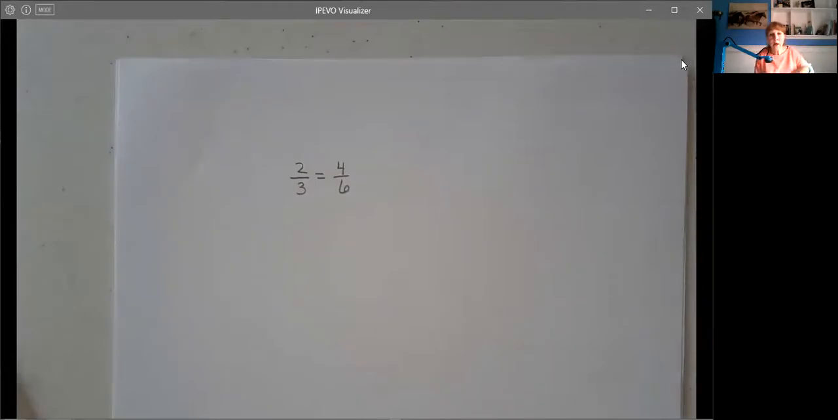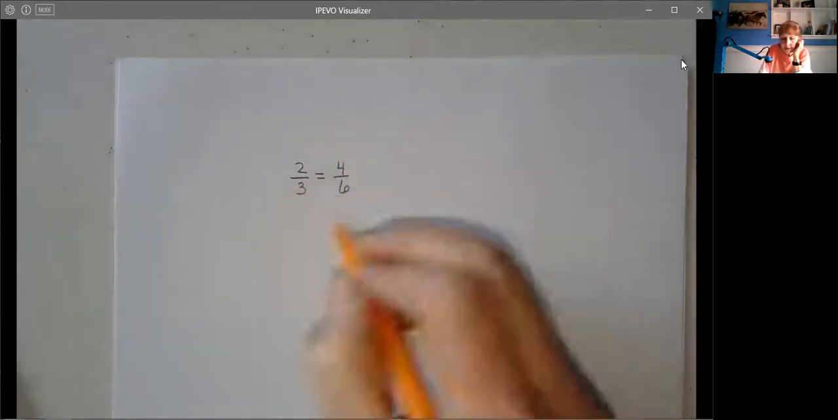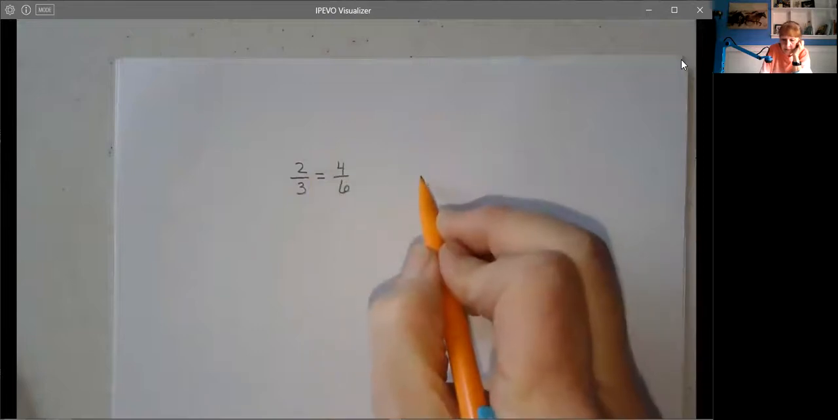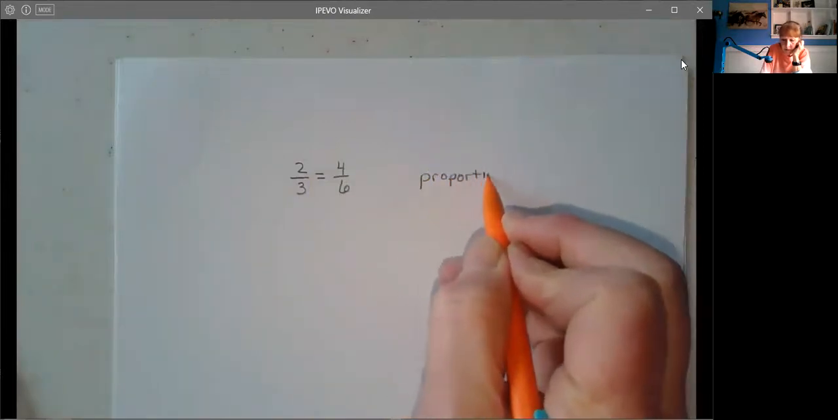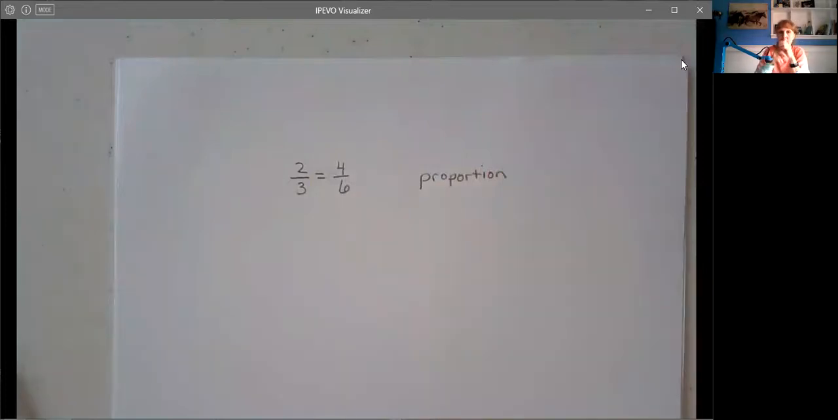Hi there. Well, we're going to look at the last two sections in this chapter 6, and then we'll be ready for a test. This section deals with what's called a proportion. Now, this is an example I've written here. This is a proportion. And then we'll look at some examples on solving them.